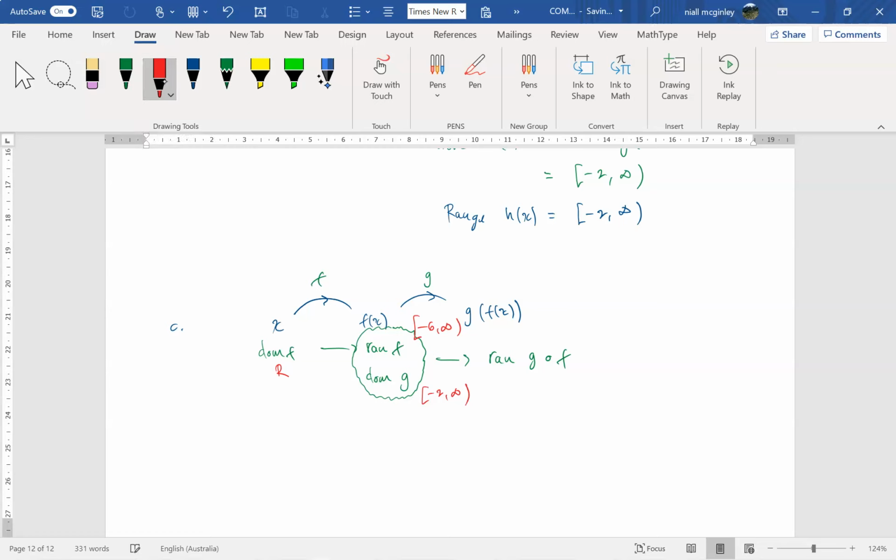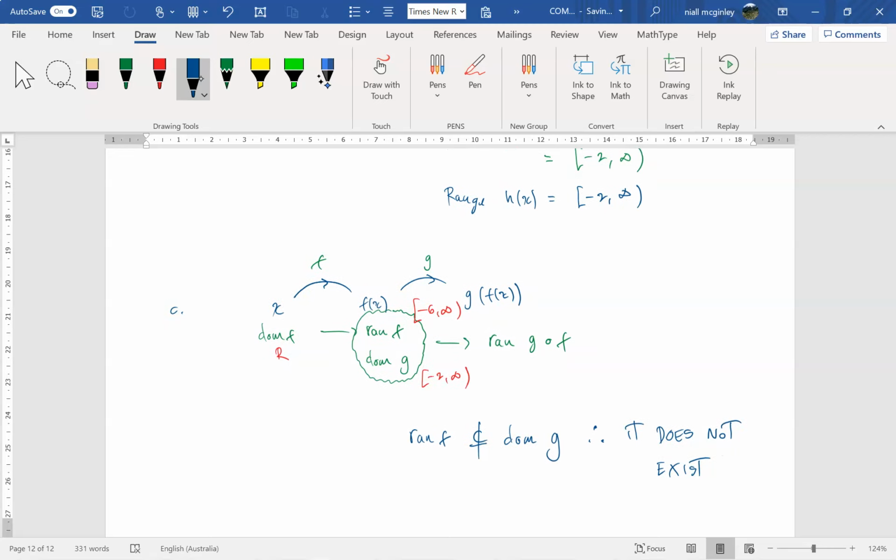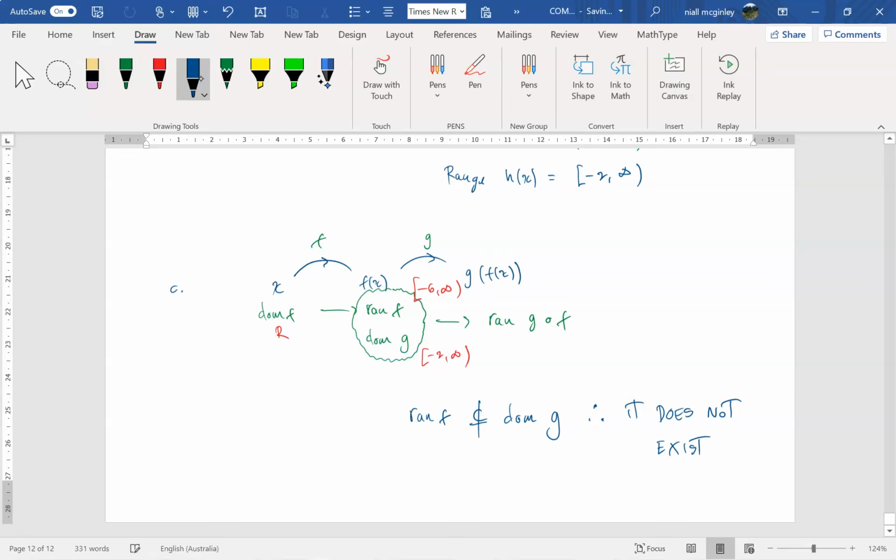So to show that it doesn't exist, what we would write is: because the range of f is not a subset of the domain of g, therefore it does not exist. Okay, so for example, a subset means that it lies within, so all these values from -6 to infinity don't lie within -2 to infinity. You're getting values that are not going to work for that second part of the composite function, and that's what you have to say to prove it doesn't exist.